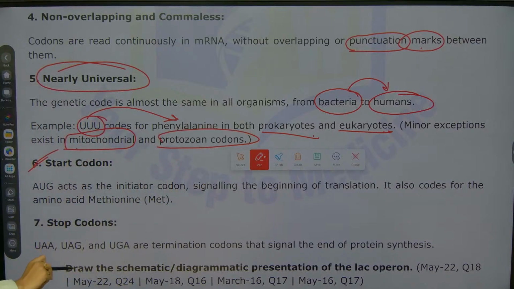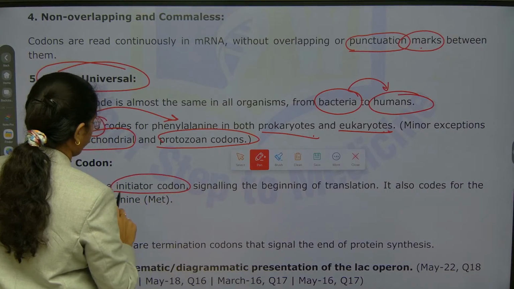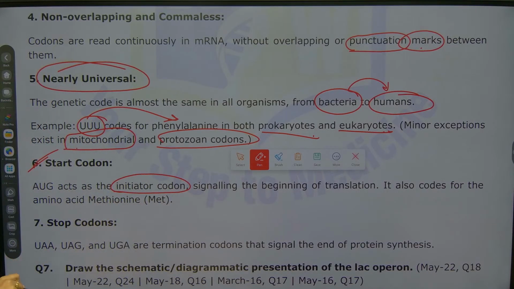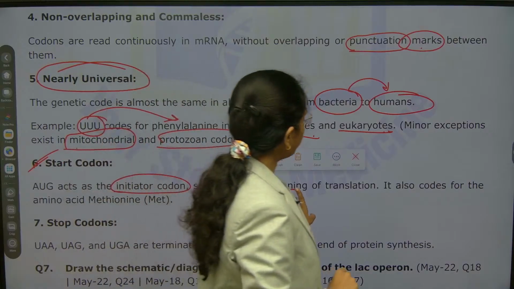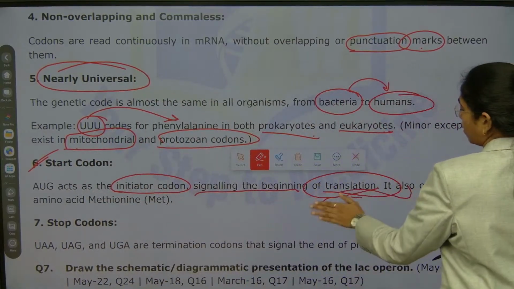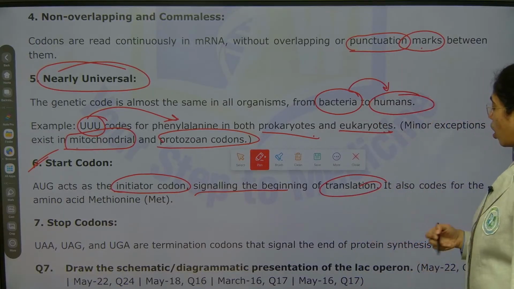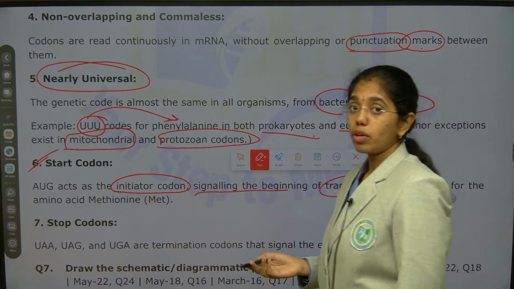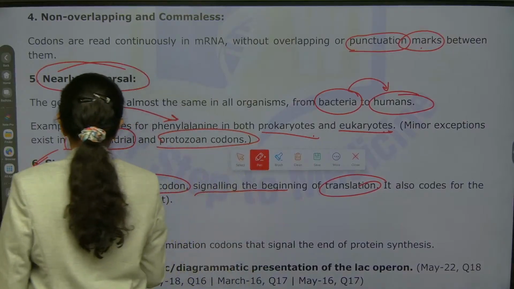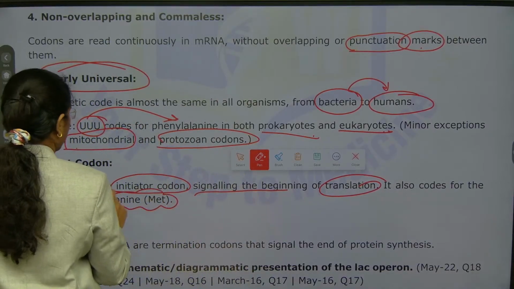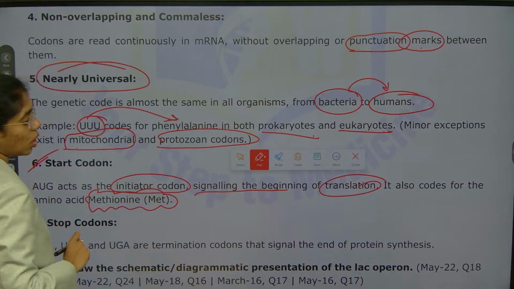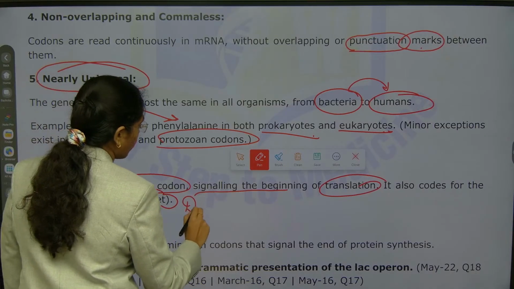Next, start codon. AUG acts as what? Initiator codon. AUG acts as the initiator codon, signaling the beginning of translation. It also codes for what? The amino acid methionine. This also codes for the amino acid methionine. So, it has what function? Dual function.